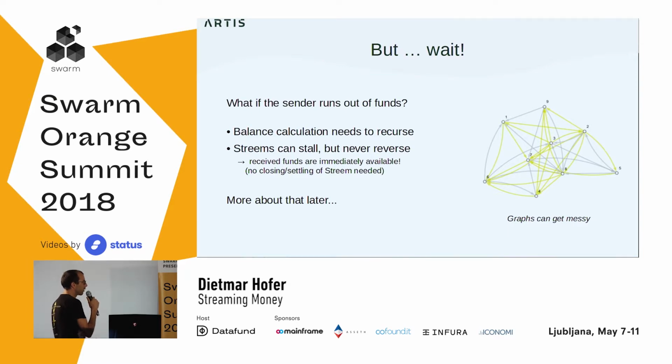So that said, assuming that we can always compute that, we have a guarantee that if at a certain point in time we calculate the balance of an account, we can be sure that it will not decrease. So if I have a certain balance in an incoming stream, that stream may stall, or it may run with reduced speed, but it cannot reverse. So that means that the funds which arrived at the receiver are immediately available. So I don't need to close or settle the stream. It's immediately available. So it's not blocked liquidity. And more about this complication later.